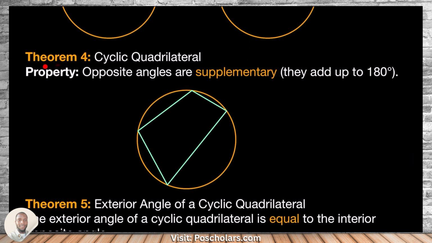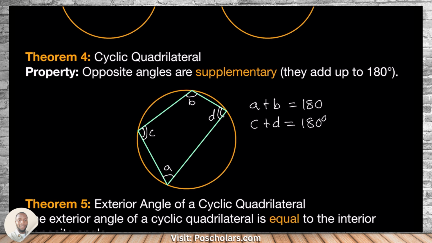Next, theorem 4. Theorem 4 says cyclic quadrilateral, and it says opposite angles are supplementary. Supplementary means they add up to 180. Now this is a cyclic quadrilateral. It simply means a four-sided shape is inscribed in a circle. Now where is the opposite angle? So this angle and this angle are opposite one another. I can name this one angle A and this one angle B. Similarly, this angle and this angle are opposite one another. I can name it angle C and angle D. So the theorem is saying A plus B is equal to what? 180, and C plus D is also equal to what?